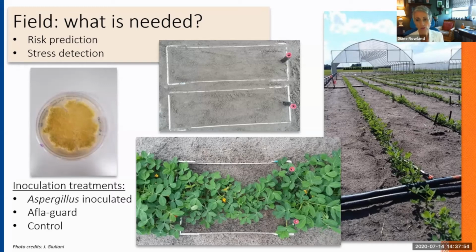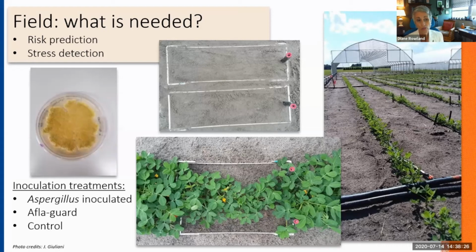So these are enclosed pans that we planted then in between, and the plants then were able to peg into those pans. With the enclosure of those pans, we were able then to inoculate with treatments. And so we inoculated with aspergillus as we did in the greenhouse, but we also used Aflagard. And the reason being that we wanted to try to understand if toxigenic and atoxigenic fungi had a different VOC signature, a different thermal signature.